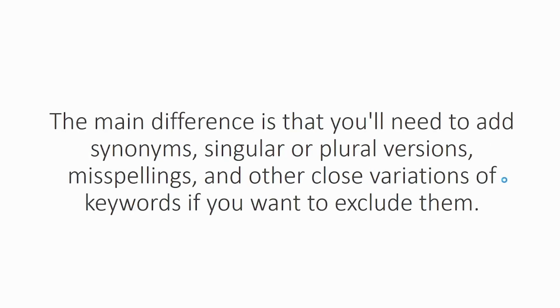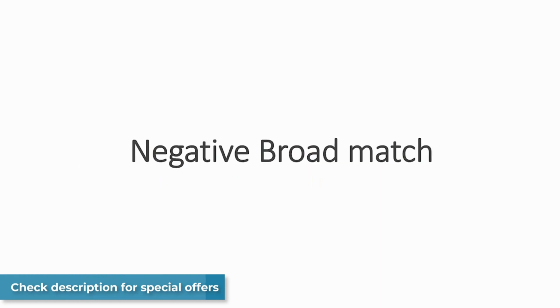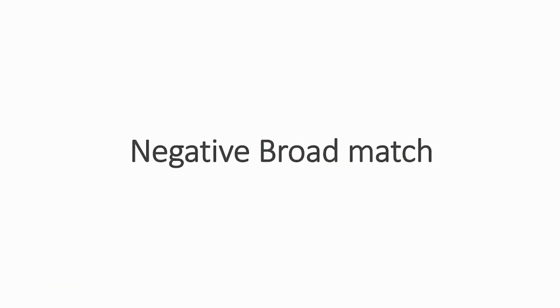The main difference is that you'll need to add synonyms, singular or plural versions, misspellings, and other close variations of keywords if you want to exclude them. Google doesn't do this automatically as it does in the case of normal keywords. So let's examine this a little closer. First, we have negative broad match type keywords. Your ad will not be displayed if the search term contains your keyword.